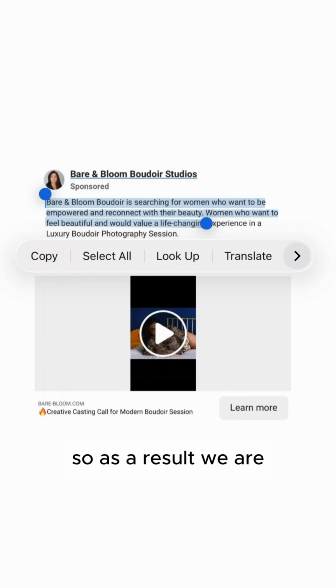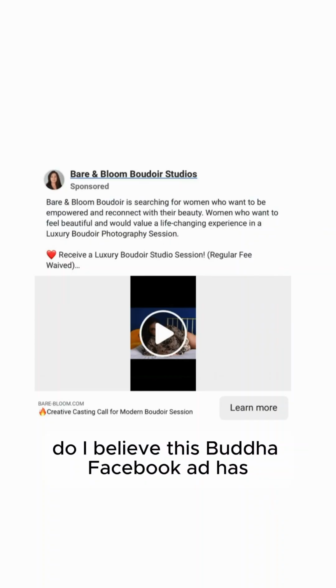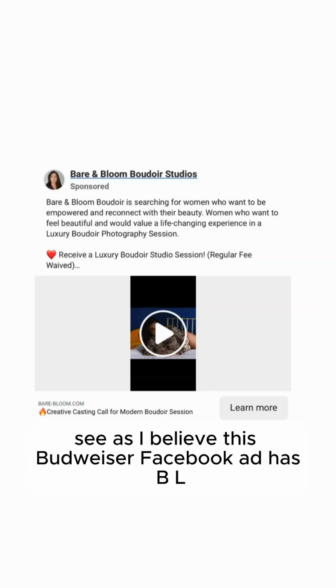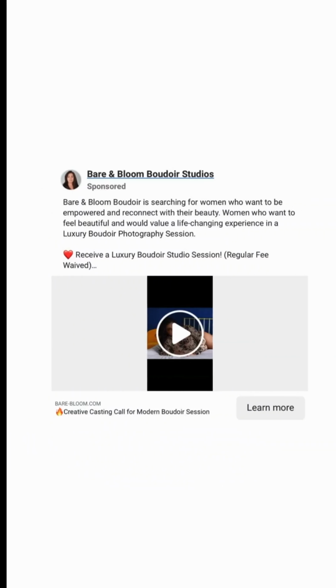So looking at all these, taking it all into account, do I believe this Boudoir Facebook ad has a unique CTRL under 6%? Yes, I do. So yes, I believe this Boudoir Facebook ad has BLCS, aka Boudoir Low Click Syndrome.